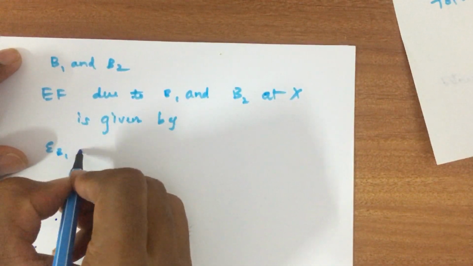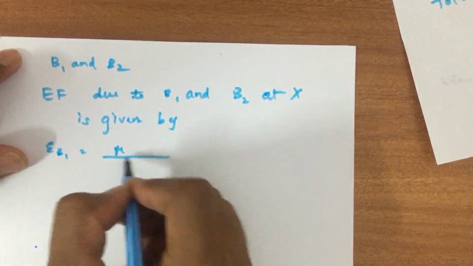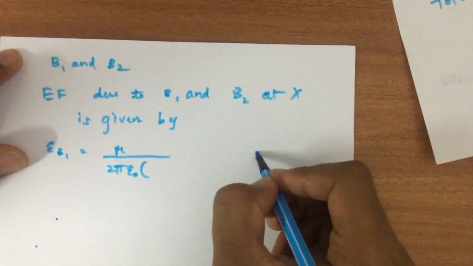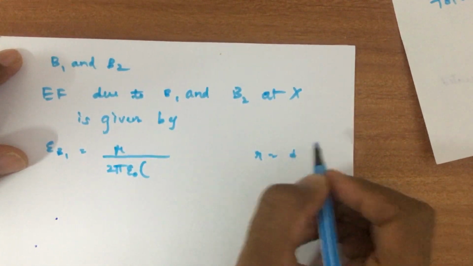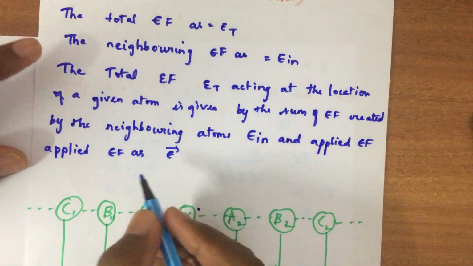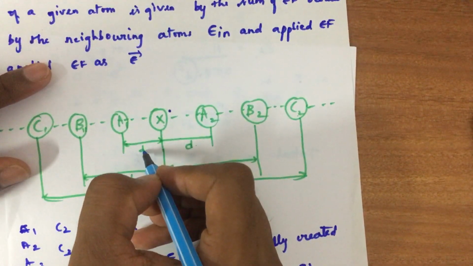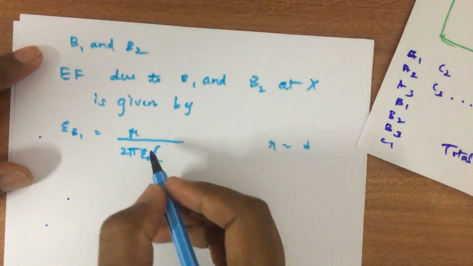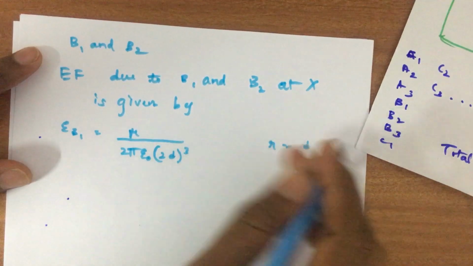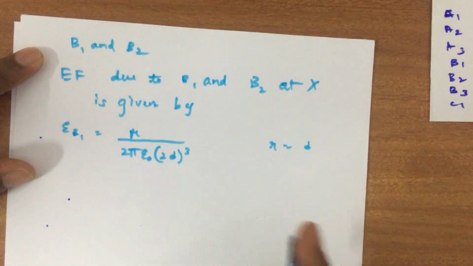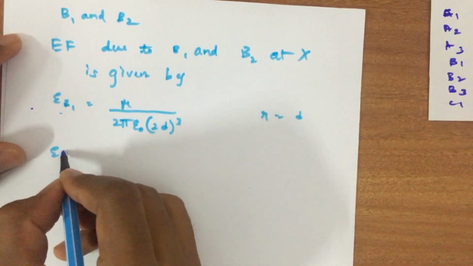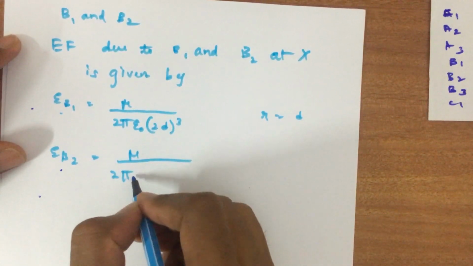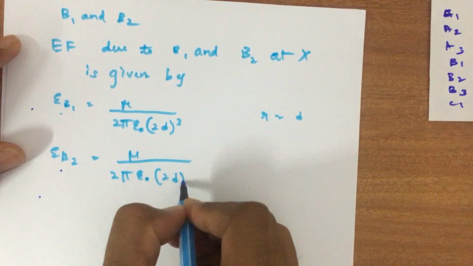so EB1 will be equal to what? mu by 2 pi epsilon naught. So here we took r is equal to d, right? Because if you see in this diagram, first because of r we took d and it is only single d, but here the distance is 2d, right? So let us take here 2d whole cube. So now what will happen? This will be EB1. Okay, now I'll consider EB2. This will also be equal to mu by 2 pi epsilon naught 2d cube.